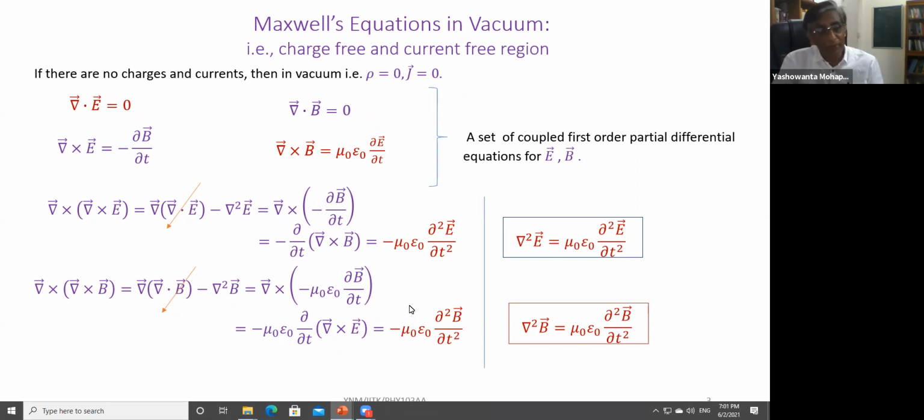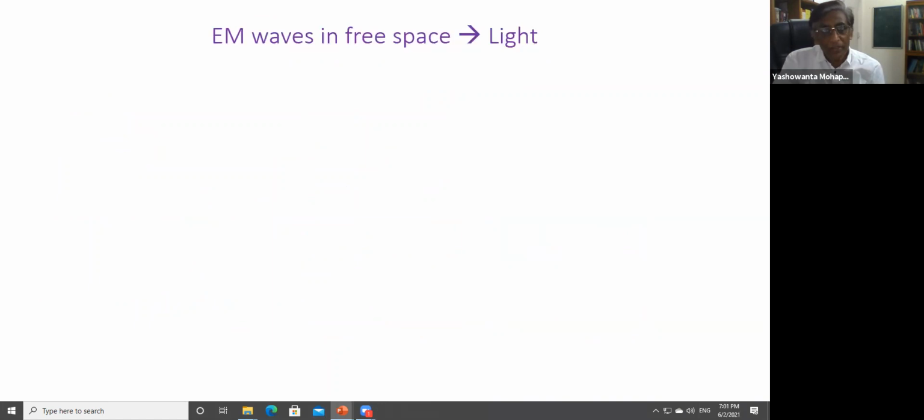All right, it's important. I hope this is something that you will remember even in your dream if you have done this course well. This is what we have been trying to arrive at for so long. So this is a decoupled second order differential equation for E and B. Now let's look at it a little bit more. What we have gotten is a wave equation. Let's show that, and that gives us light.